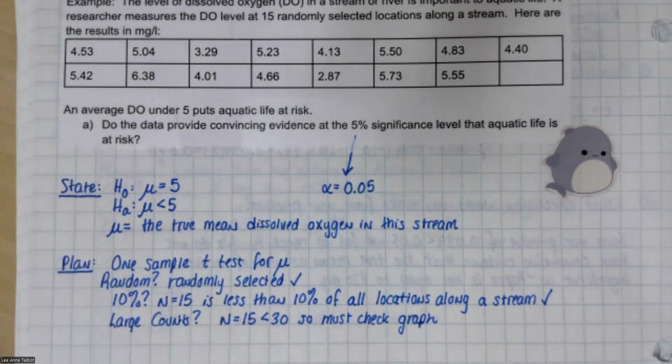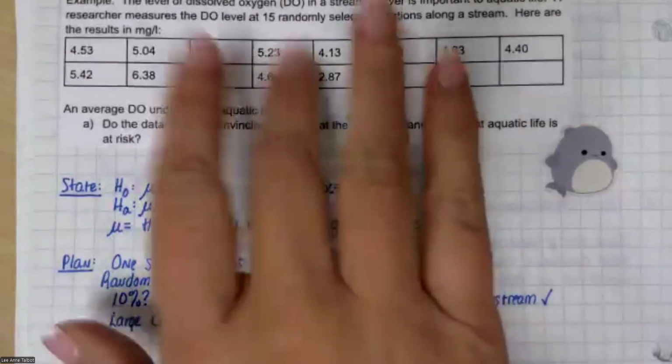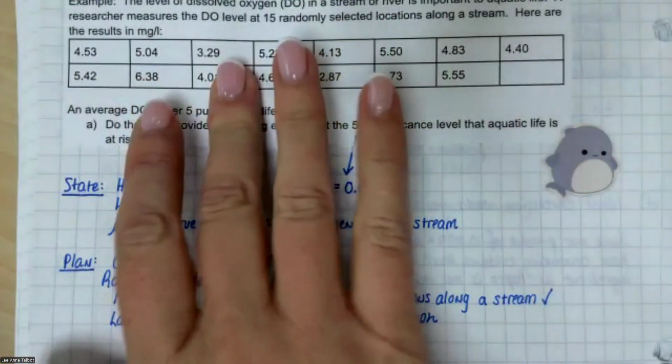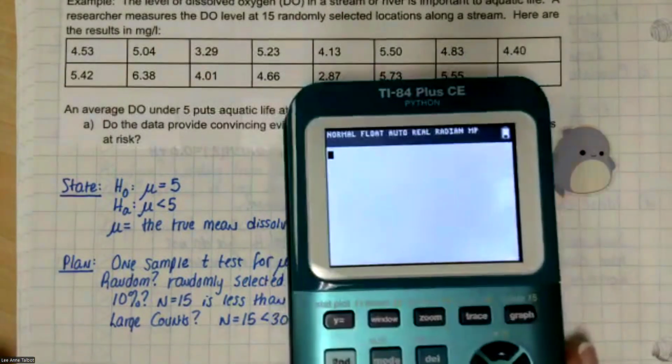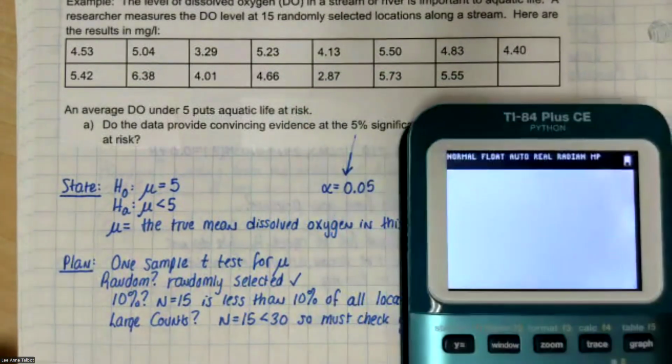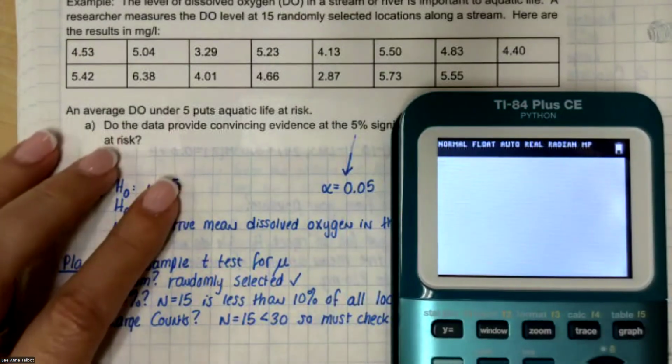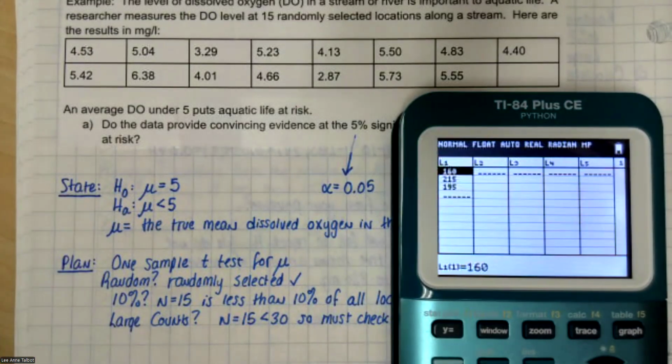Okay, now we're gonna do the hands-on bit. So grab your calculator. We're gonna do two things while we're in the calculator. We're gonna get the stuff that we need, the summary stats that we need for this data set, and we're also going to get the box plot. We're gonna do it all at once. Okay, so put your values into L1 correctly.